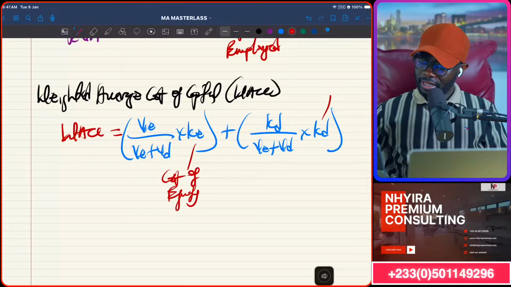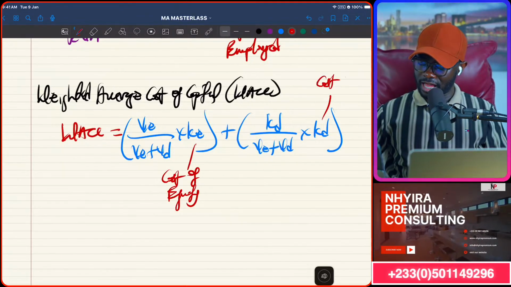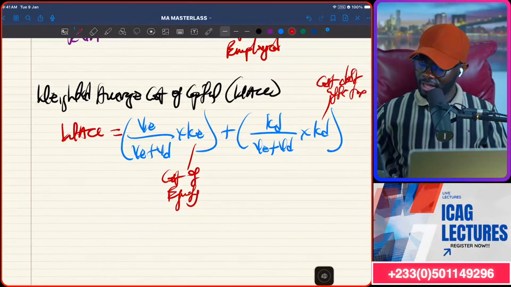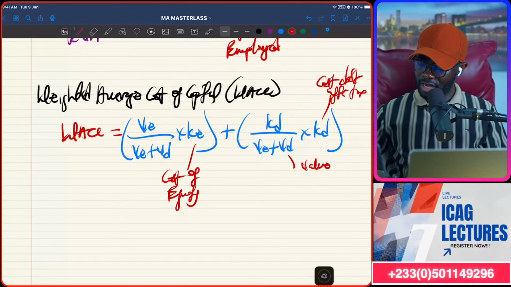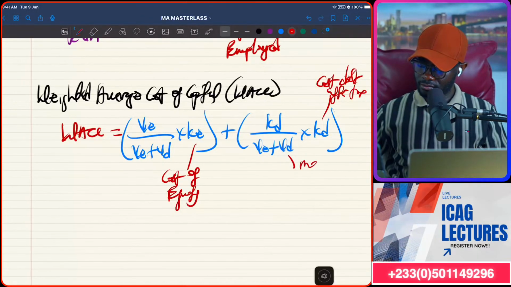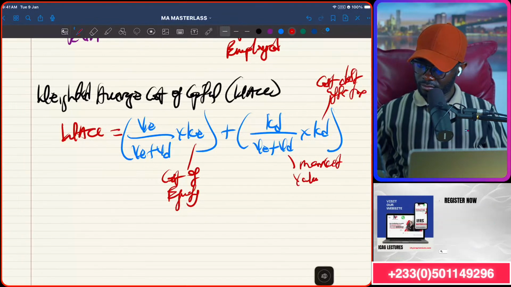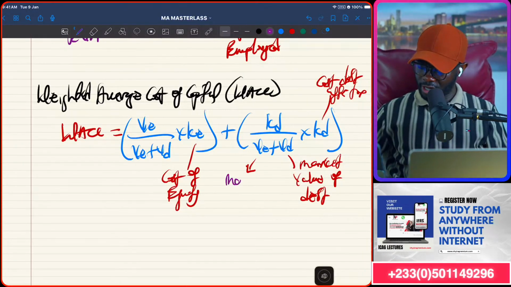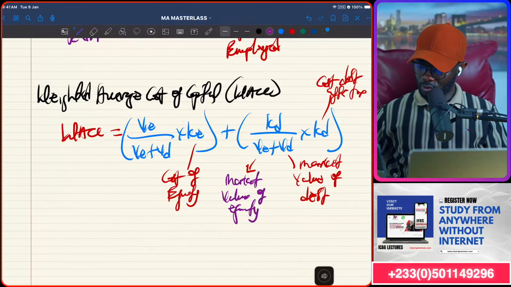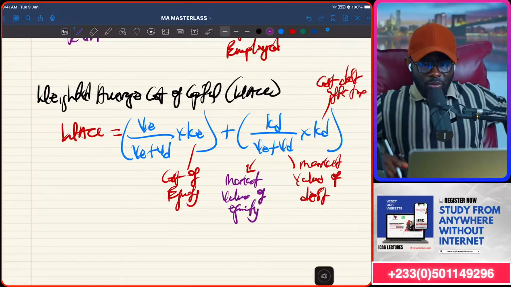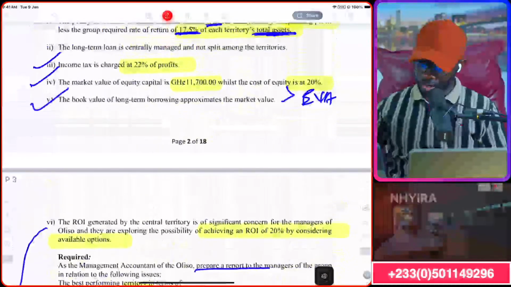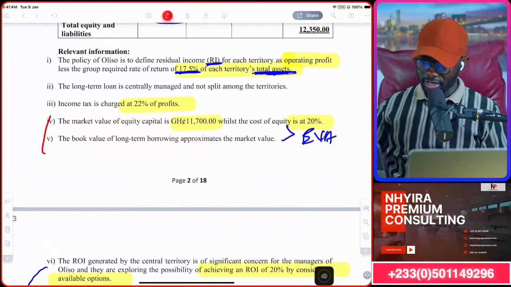KD is the cost of debt after tax, if there is tax in the question. VD is the market value of debt. VE is the market value of equity. That's what these represent respectively. So stay with me. Let's look at them one after the other quickly. Some of the things were given in the question, so I want to pay attention to that quickly.